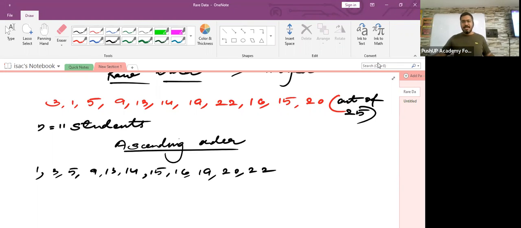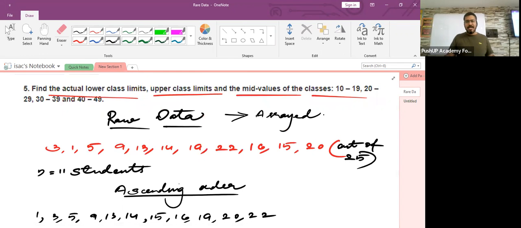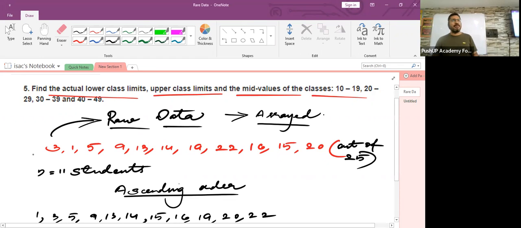Now, children, in the beginning, I started with raw data and then arrayed data, isn't it? Now, the numbers which I wrote in red color, 3, 1, 5, 9, 13, 14, 19, 22, 16, 15, and 20. Was it in a proper sequence? Was it in an ascending order or descending order? No, it wasn't. So those kind of arrangement of numbers where the sequence doesn't matter, those kind of data are known as what? Raw data. You can arrange the numbers in whichever way you want.